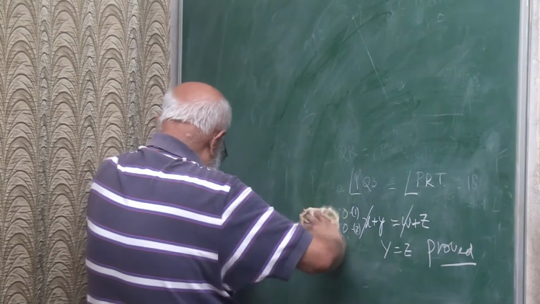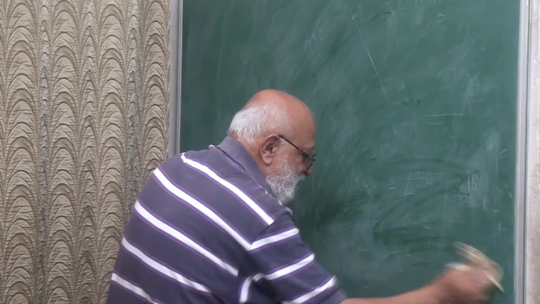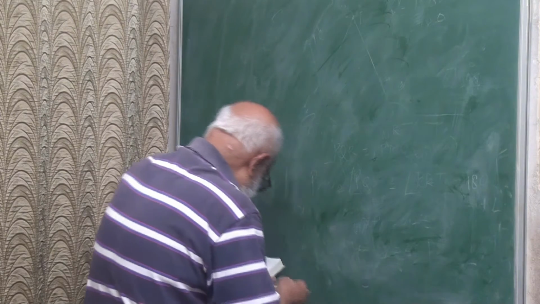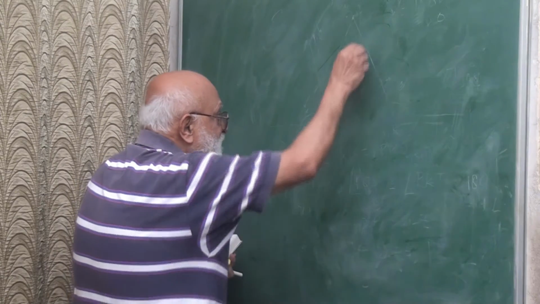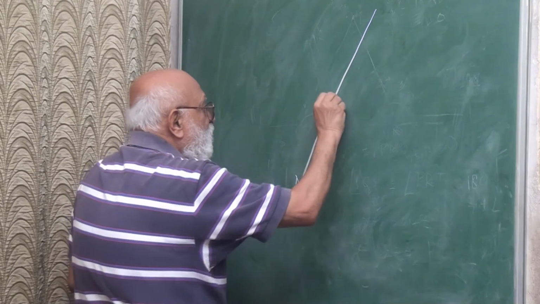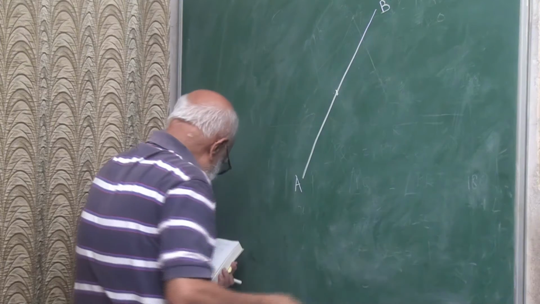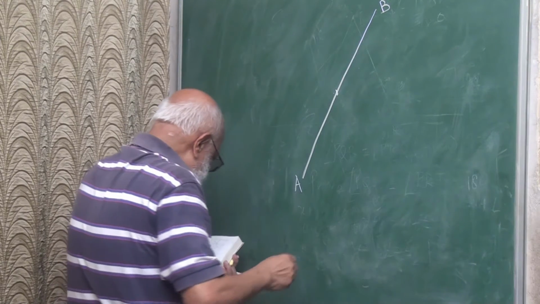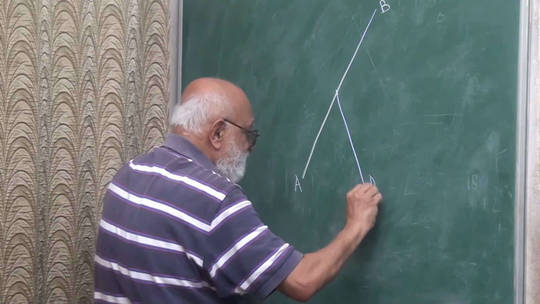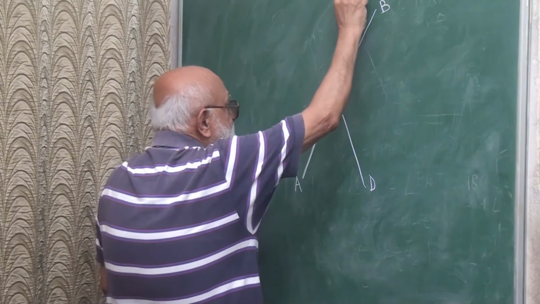Now let us go to the next one. Next one is interesting, and this has been used a little bit differently from the way it should have been done. It says AOB is a line. You have to prove this. But let us draw it so that O is a point and B is the other end. Now there are lines here. This one is D and another one going in this direction is C.